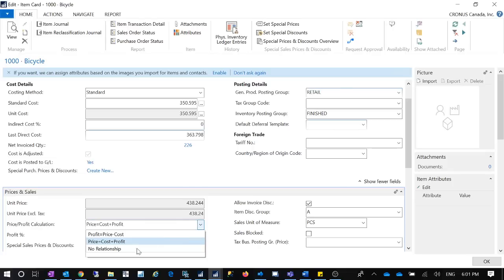The last option is No Relationship. This means you do not determine who changes with whom. There's no dependency between them. You can set the unit price to 500 while the profit percent is still 20%, and they will not change with each other. If I change my profit percentage to 30%, my unit price is still 500.